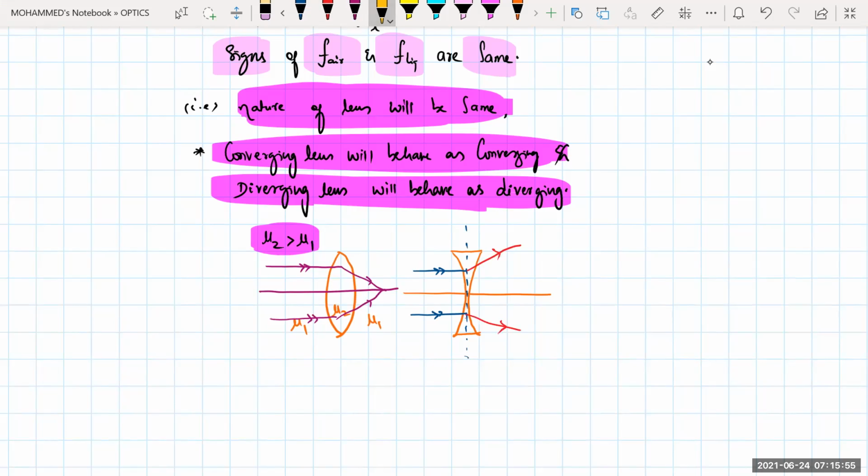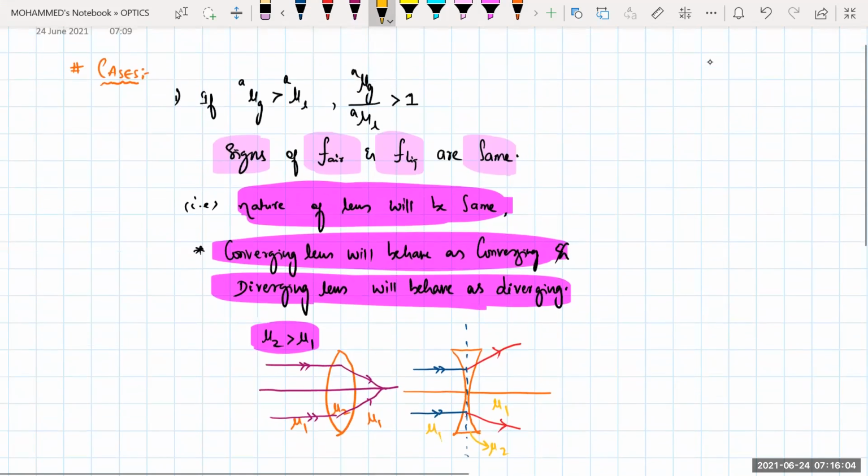What should be mu2, beta? The refractive index of this glass will be mu2, the surrounding will be mu1, and this one also will be mu1. Clear? Yes, sir. So I hope this theory question is clear for you.